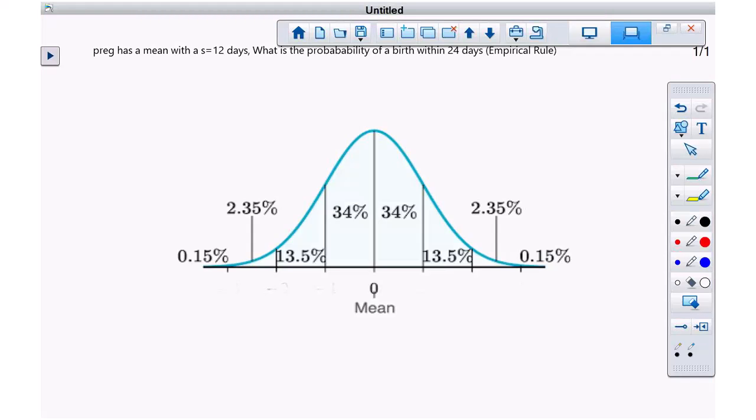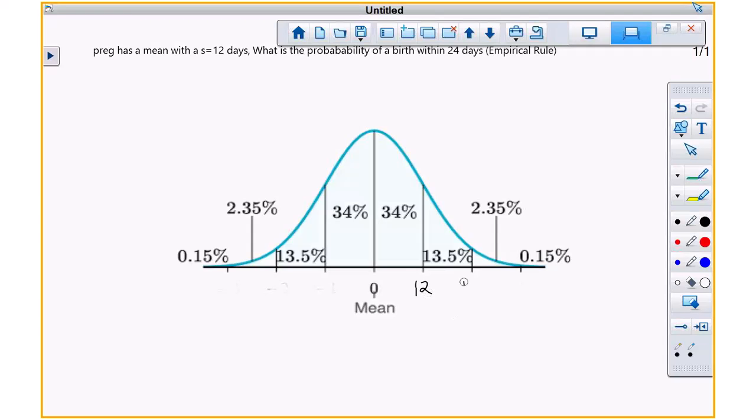12 days. 12, 24, and 36 what? And over here is negative 12, negative 24, and negative 36. So, how many babies, or how many births, are within 24 days? The word that will mess you up is 24.